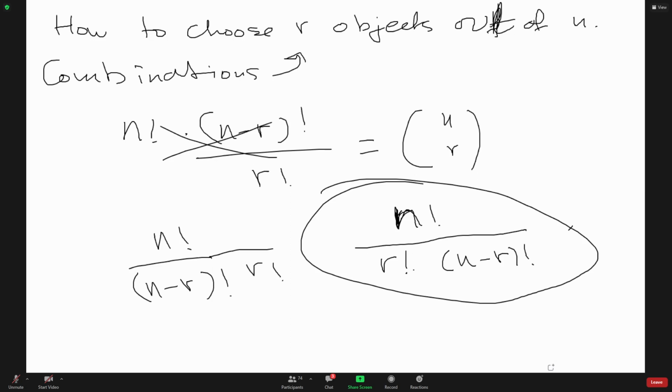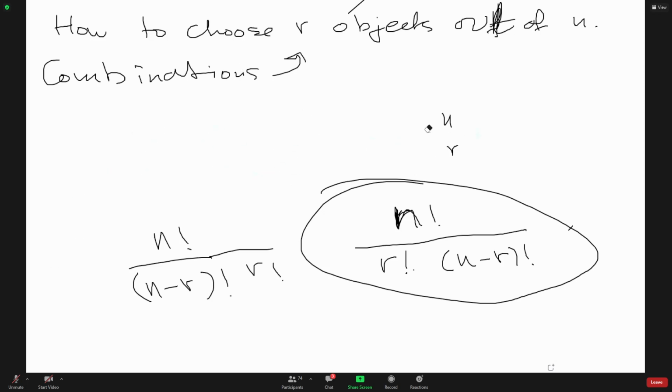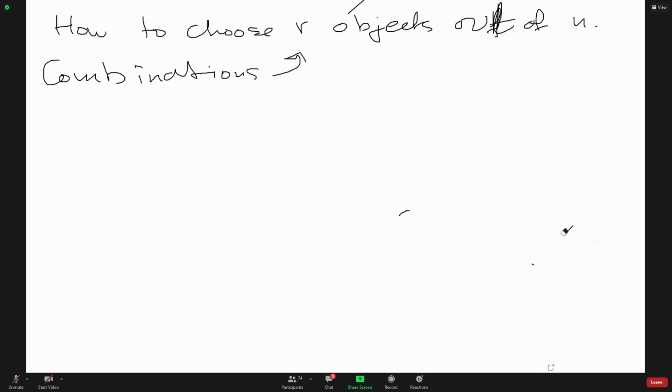Okay. Can you explain the formula again, please? So, let's see. I have n objects. How many permutations do they have? N factorial, right?